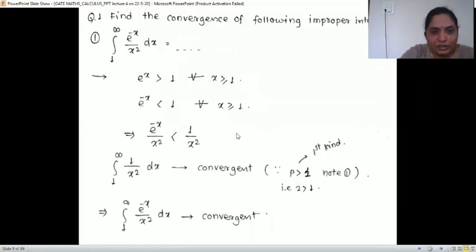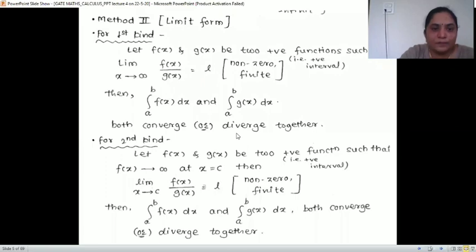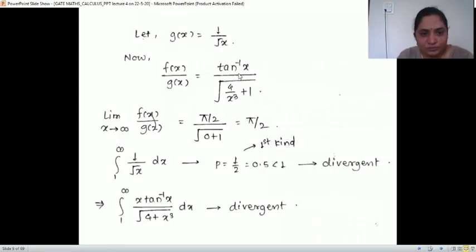Let me take you back here. If f of x and g of x are such that the limit as x tends to infinity of f of x upon g of x is equal to L, and that L should be non-zero and finite. So we'll check what our L is. Our L is pi by 2, which is non-zero and finite. Correct.